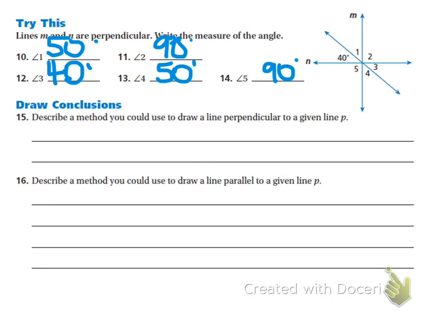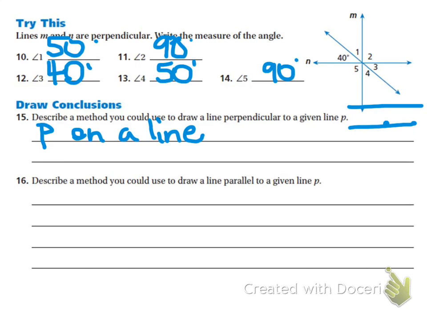Now, can you describe a method you could use to draw a line perpendicular to a given point P? So if I have a point on a line named P, so P is on a line, and I have to make something perpendicular. So where am I going to draw my line? Am I going to draw it to the side again?